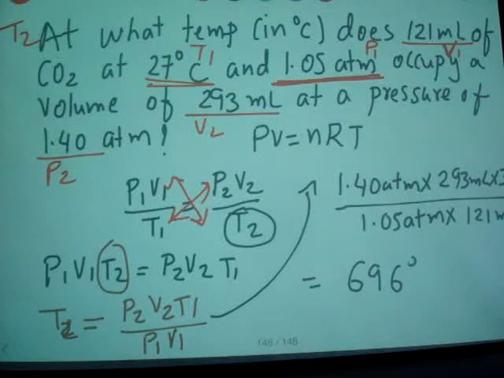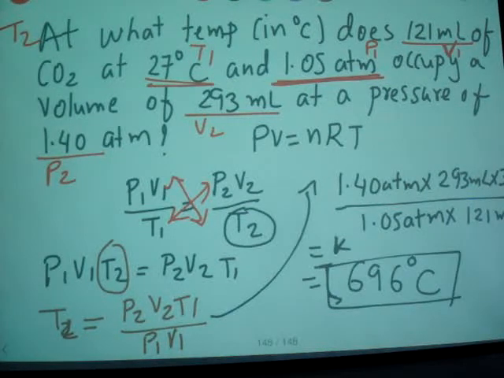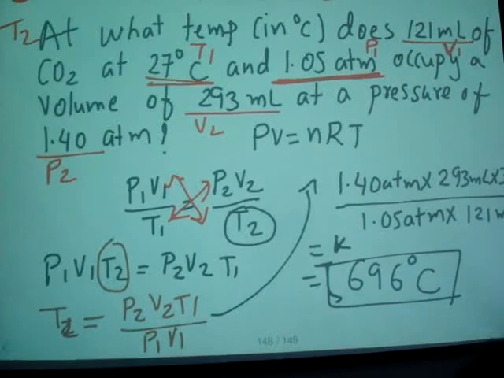When you plug those values in, you get 696. You find it in Kelvin and then convert into degrees Celsius. So that's where you get 696 degrees Celsius.